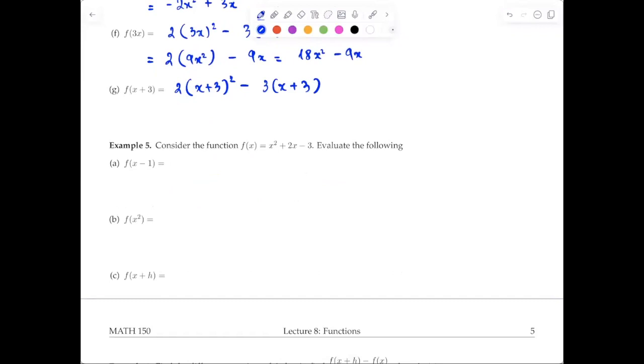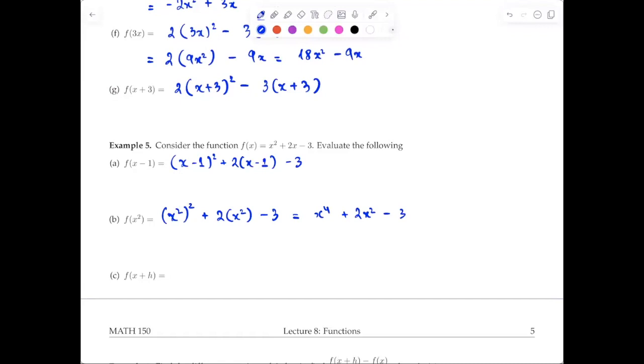And part A, they ask you to do f of x minus 1. Anytime you see x, you replace by x minus 1. So f of x minus 1 is x minus 1 squared plus 3 times x minus 1 minus 3. And for B, when you see x, replace by x squared. So you have x squared altogether squared plus 3 times x squared minus 3. Or you have x to the 4th plus 3 times x squared minus 3.